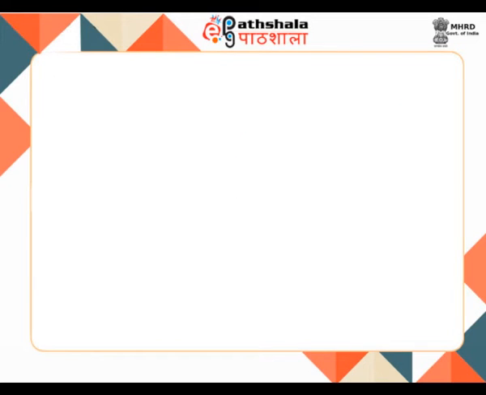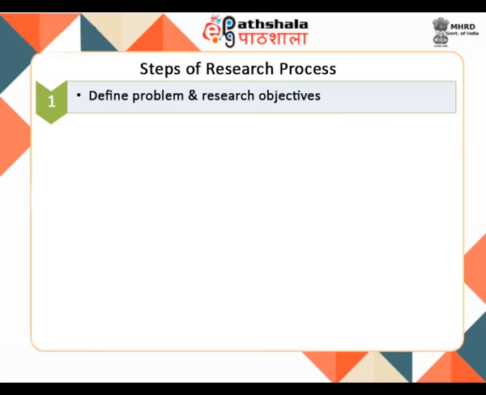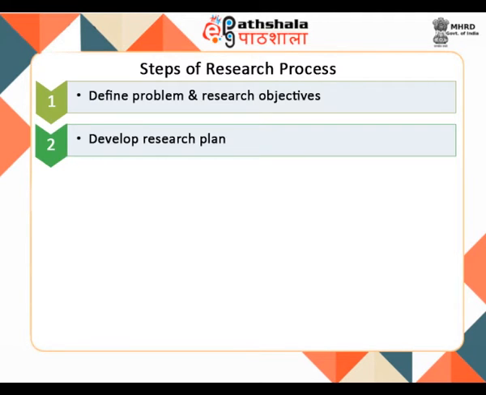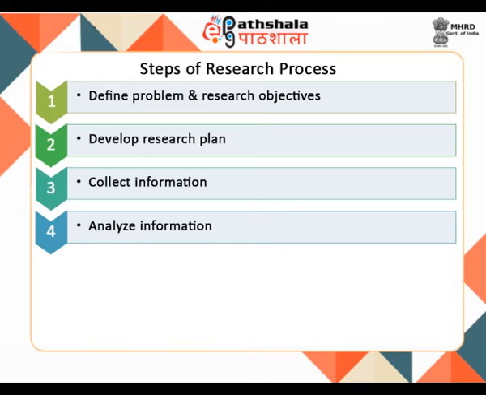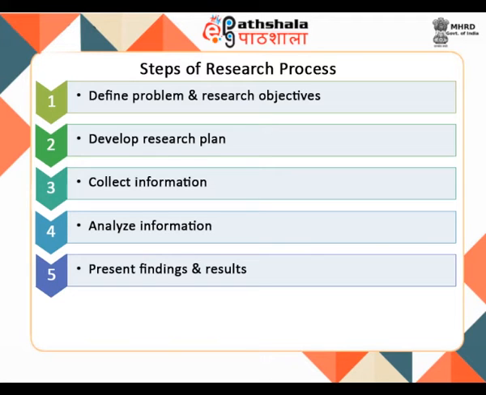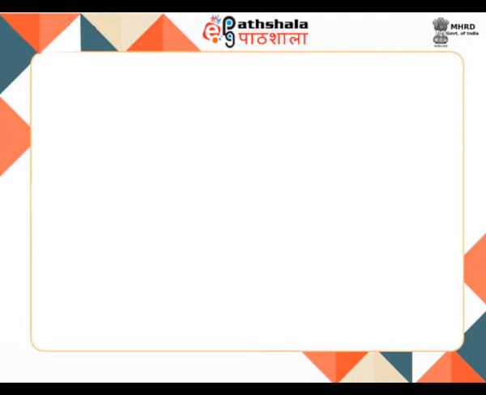The research process involves a series of steps. These are: define the problem and research objectives, develop the research plan, collect the information, analyze the information, present the findings and results, make the decision. Market decision support system.